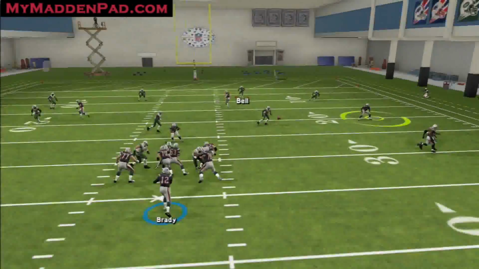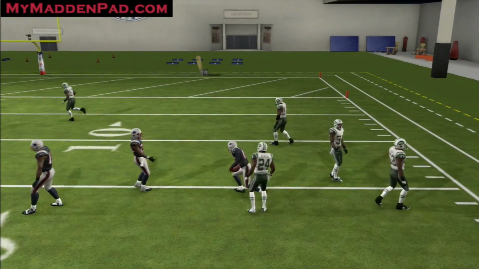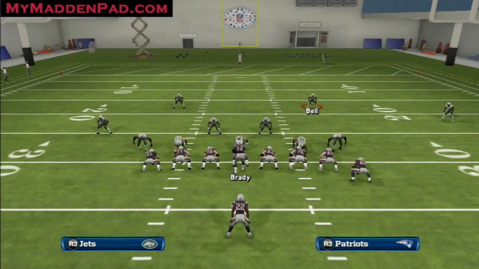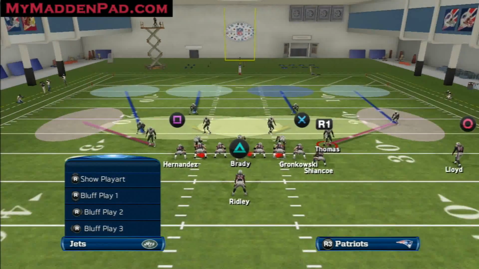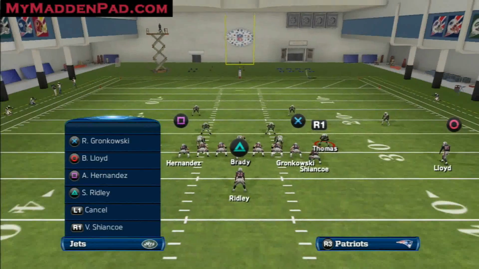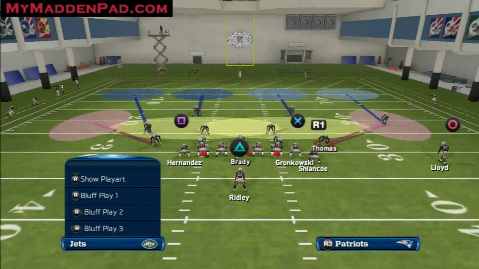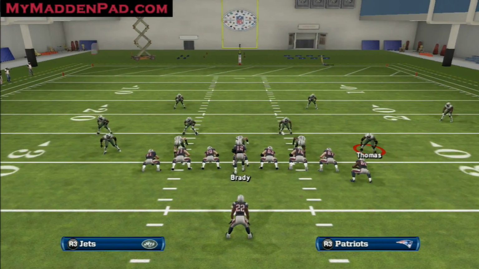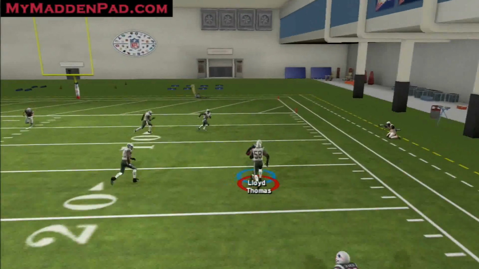So again, he's still going to the flat. So let's try it again. This time we're going to spread the linebackers. We're going to put Thomas on a spotlight receiver, Brandon Lloyd, and let's see if he does it this time. All right, so he did it for a while, but then he came back down.